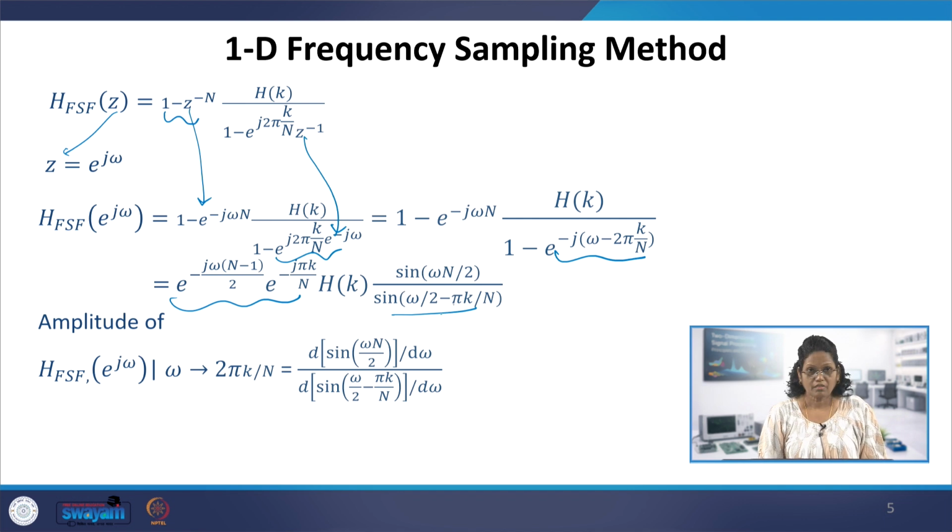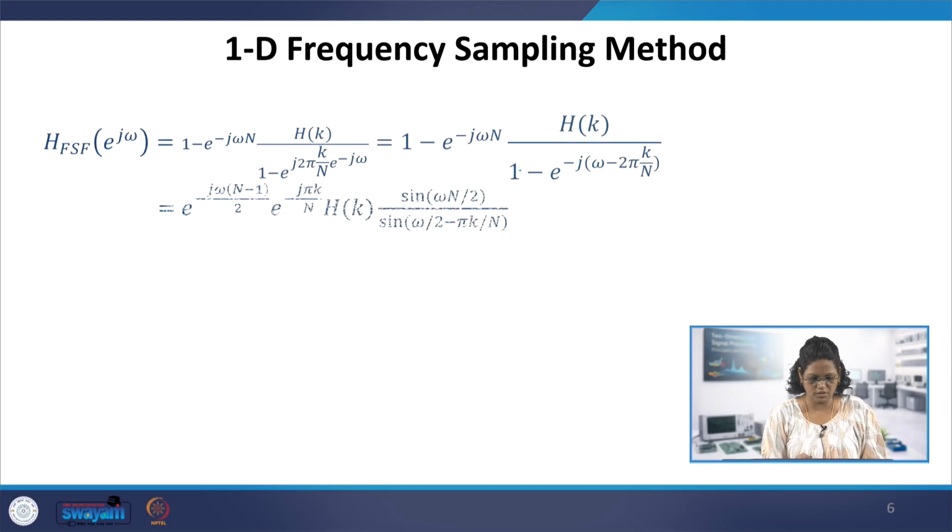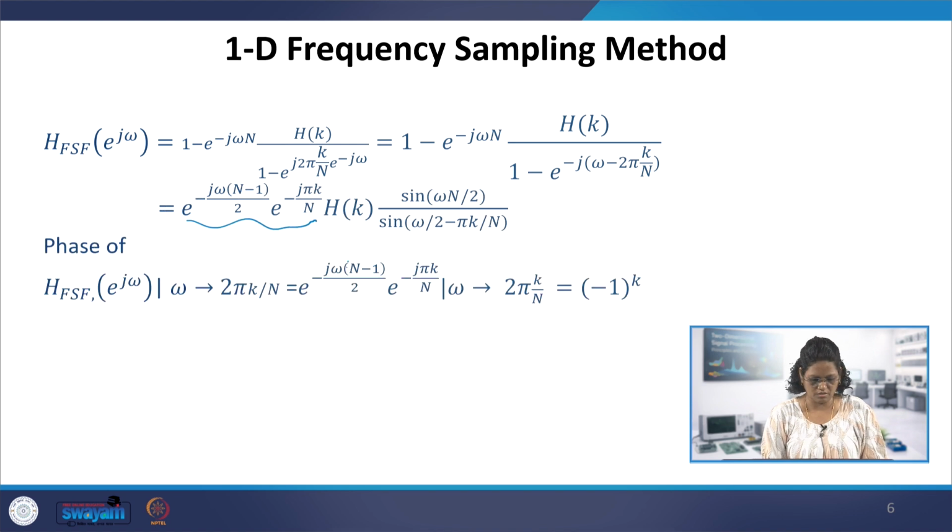When we substitute this, it should not result in 0 by 0, so differentiate it and get the expression as this. When you substitute omega equal to 2 pi k by n, that would give minus 1 power k. So this would give you a maximum amplitude of n into minus 1 power k. This is the amplitude alone. Okay, if we take the phase of this particular equation, this is the first phase term which we had in H of k. This phase term will result in minus 1 power k when we substitute omega as 2 pi k by n.